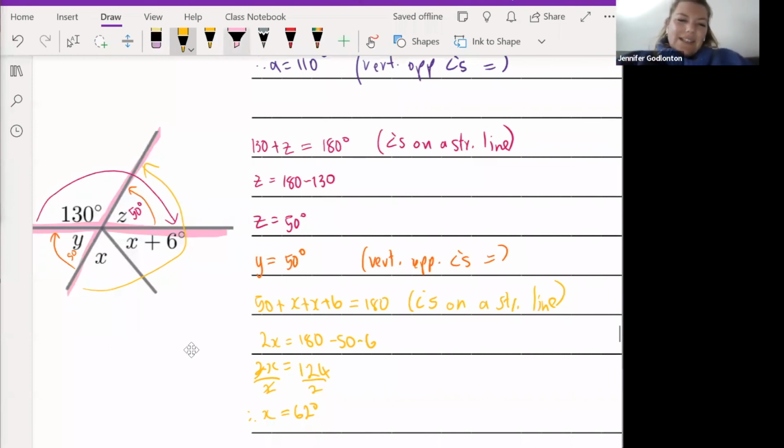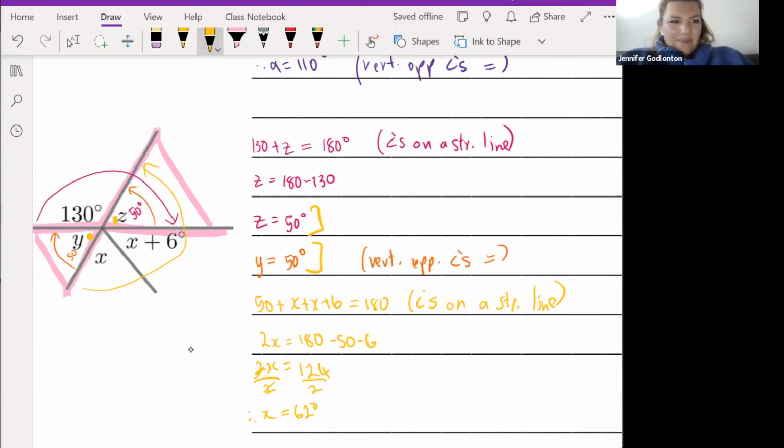Okay, to answer the question that came in the chat, why is Y 50? Because if we highlight those 2 straight lines and make ourselves a little bow tie, we'll be able to see that that angle is the same as that angle. And because we figured out that Z is 50, that means that Y also has to be 50 degrees.